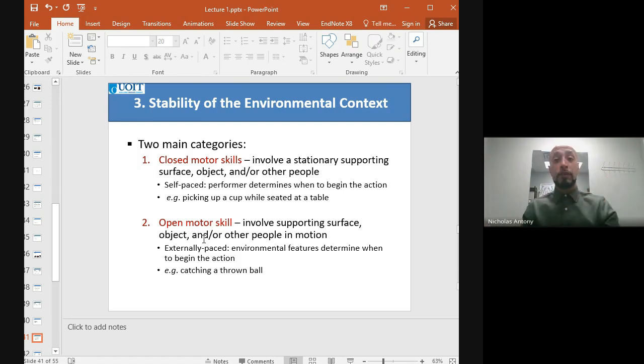That's much more difficult. I have to swing my bat when hitting a pitched baseball based on the timing of the pitcher and the ball. Whereas with the t-ball, I get to choose when I hit it. So it tends to be more difficult when we are externally paced in doing a motor skill. It's more difficult for us to do an open motor skill because we have to time our movements with the environment and how it's moving.